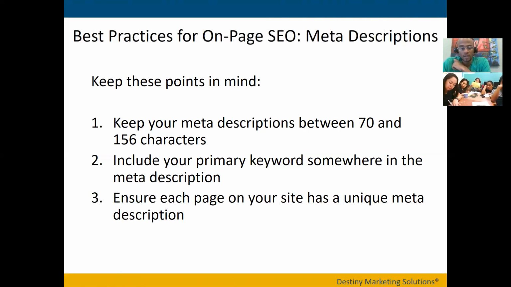Number 3, ensure that each page on your website has a unique meta description. If you have 5 pages on your website, each of those pages should not only have a unique page title, but a unique meta description. And of course, just like with the page titles, the technical part you can check with Screaming Frog.